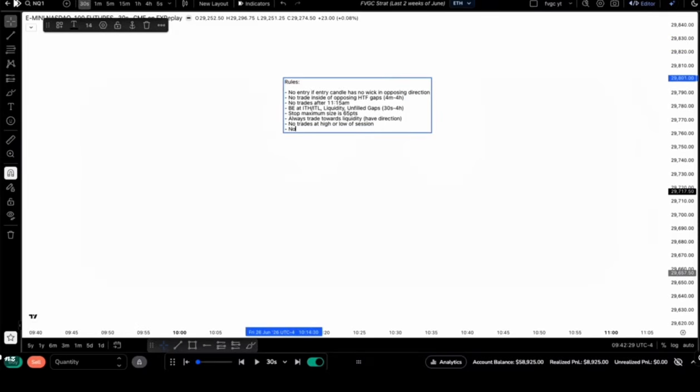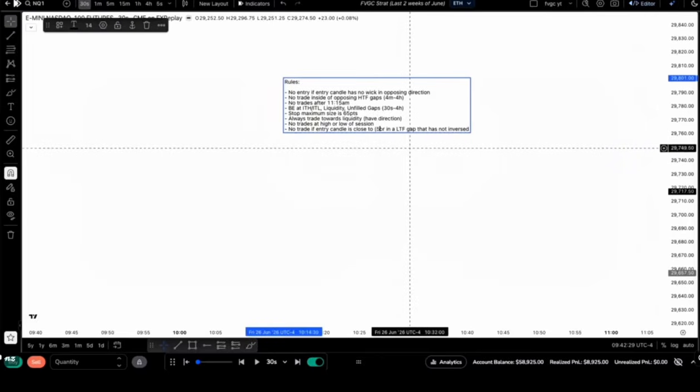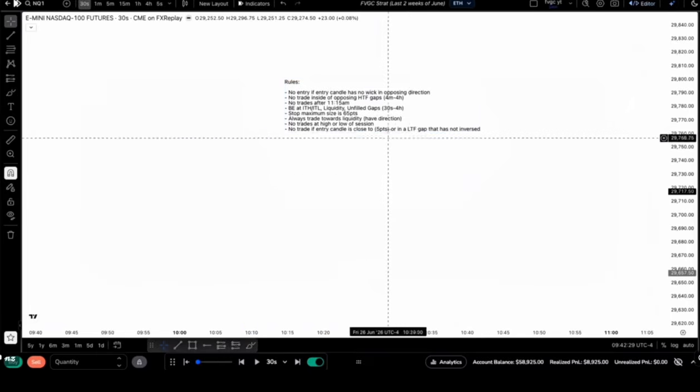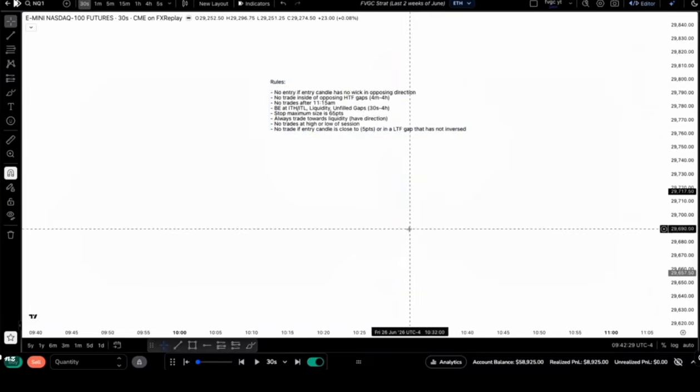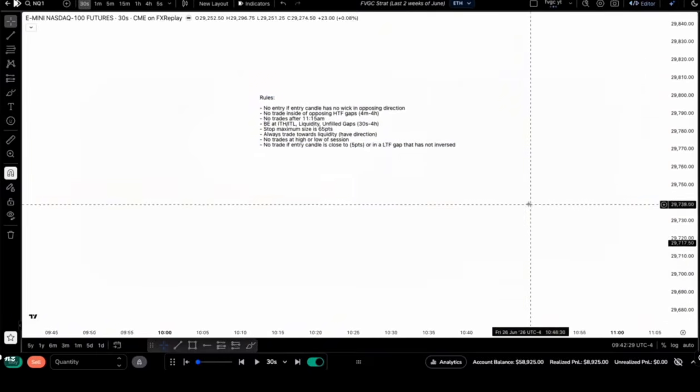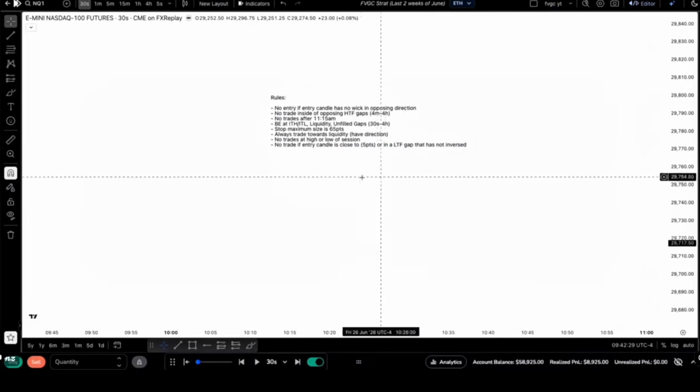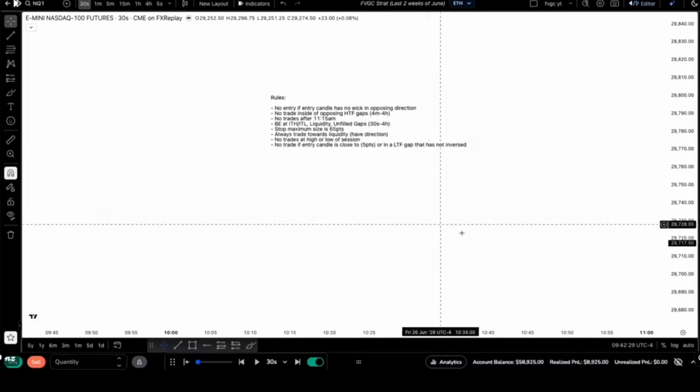And then the last rule is no trade if the entry candle is close to or in a low time frame gap that has gone inversed. So that is close to, so that would be 5 points. Because then you just have to go break even very fast. Or if you're in a trade, your entry candle is obviously invalid if it closes and it hasn't inversed the gap that is opposing it. So yeah, this is all the rules.